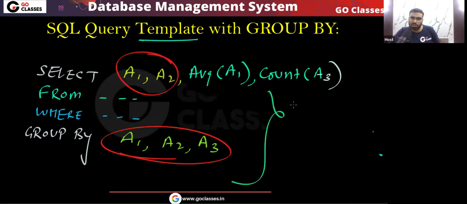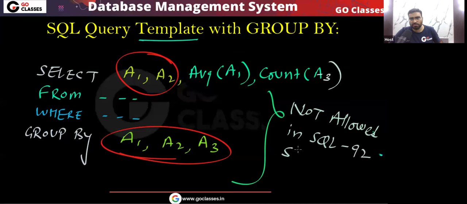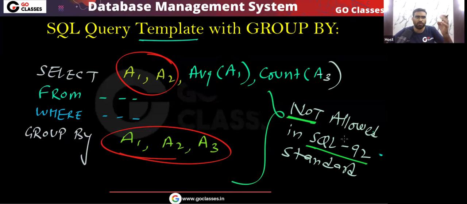Actually, this is not allowed in the SQL 92 standard, which we will follow for the GATE exam. In other standards this is allowed; in SQL 99, this is allowed. But from the GATE exam point of view, always follow SQL 92, because all the standard books, Ullman, Raghurama Krishna, Navathe, Korth, all of them are based on SQL 92.